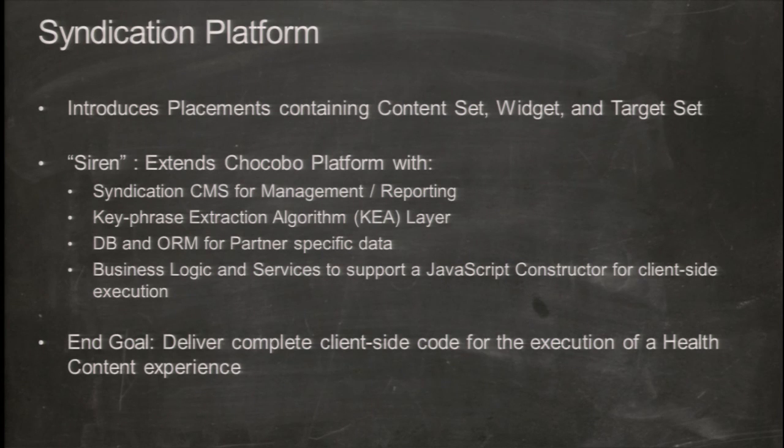It's a list of URLs that we would check to see if the placement matched what we were being asked for. So, for example, if the client said, hey, my website is www.example.com, and whenever my widget shows up on the /pregnancy page, I want a pregnancy video, they would provide that in the target set and identify a content set that contained pregnancy videos.